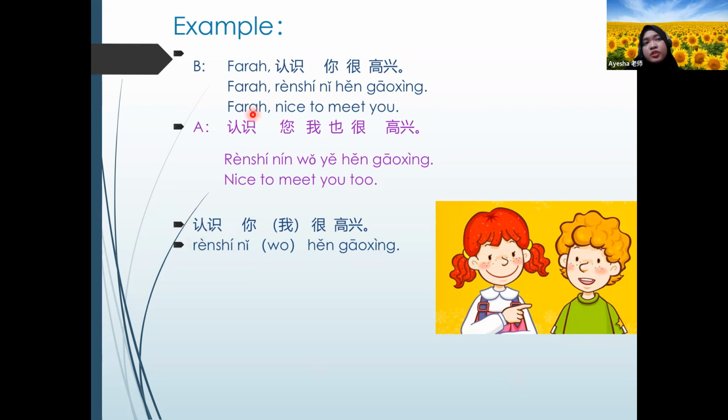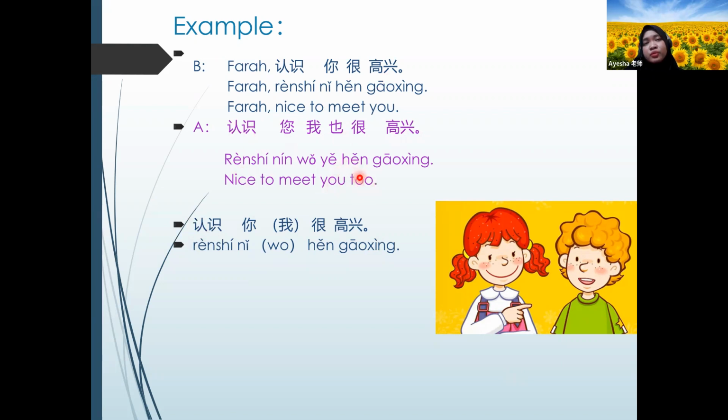Now, the response is 认识您我也很高兴. Now, let's not bother about the 您, okay? Because we can always say 认识你很高兴. It is the same thing. It's just a more polite way. Now, if you notice, 认识你我也很高兴, which means nice to meet you too. There is the word too here.